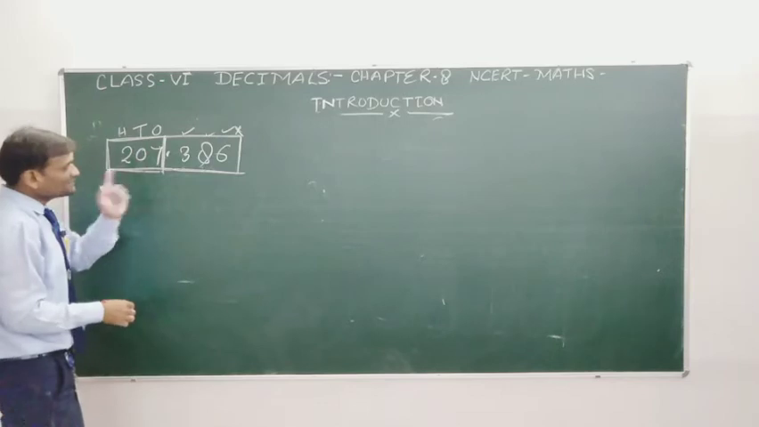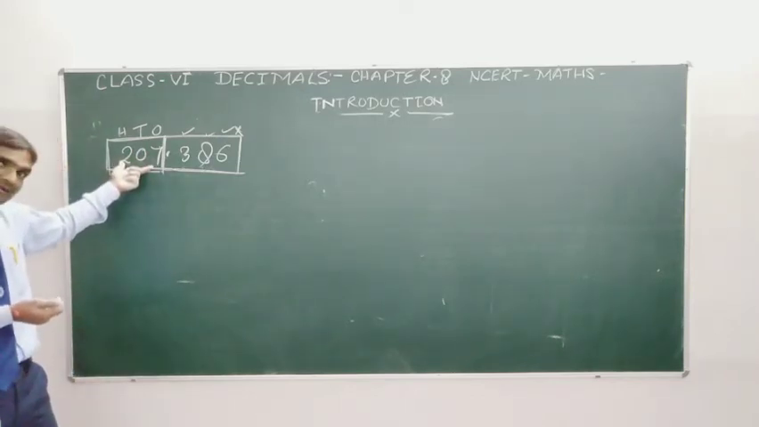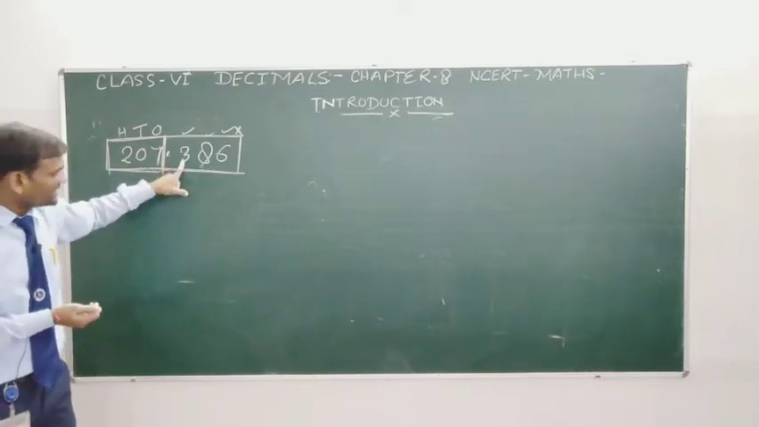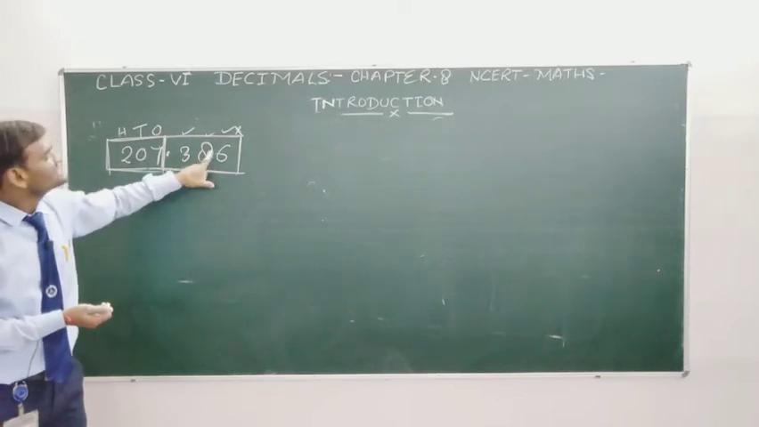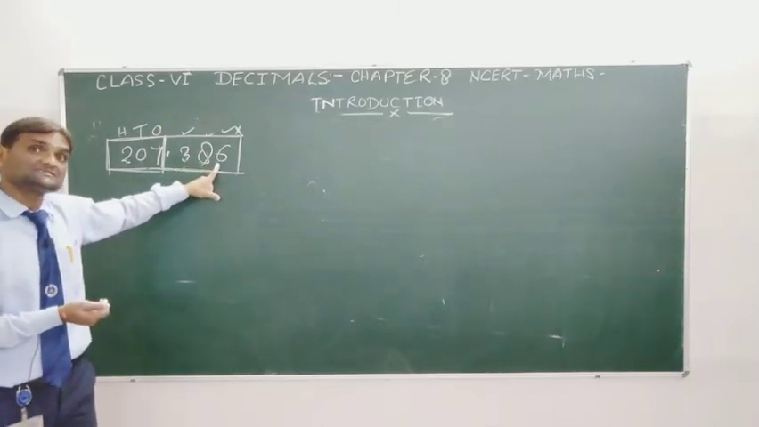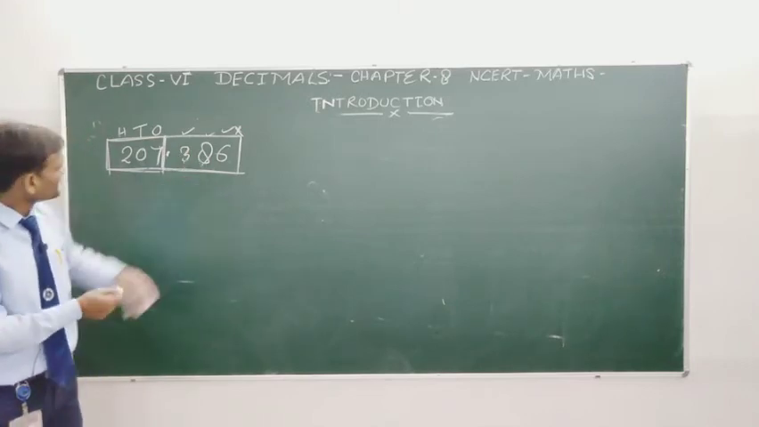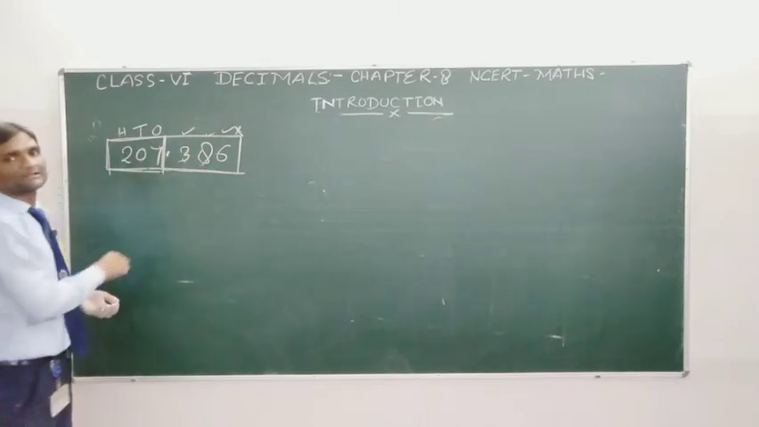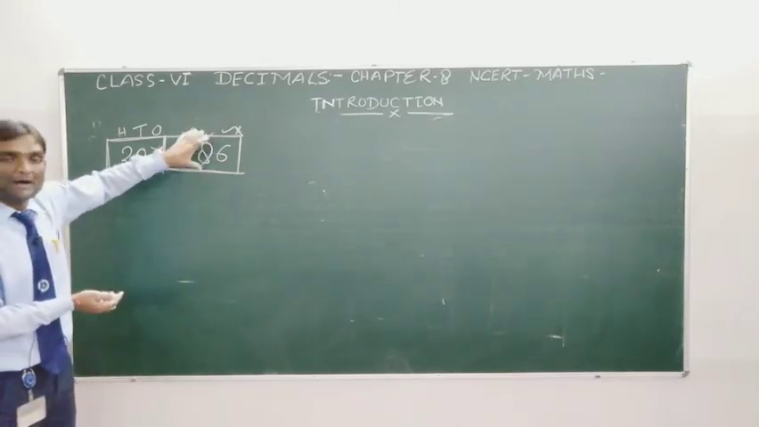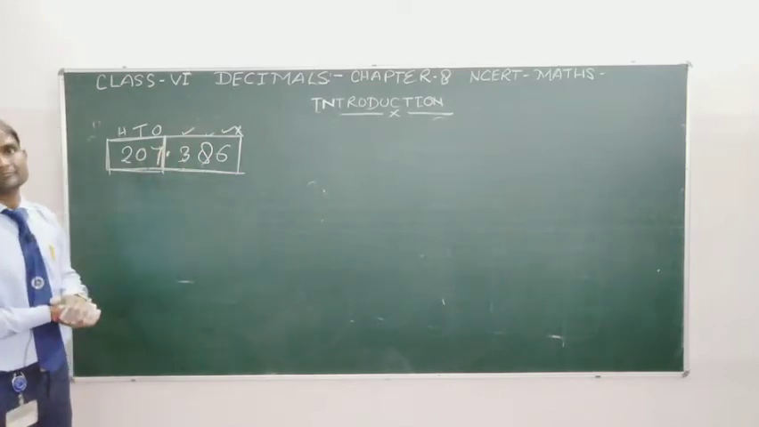207 you will read, then 3, 8, 6 like this, not 386. It is wrong. ये wrong है. इस तरीके से नहीं पढ़ा जाता. Always we read the decimal part one digit at a time. एक एक डिजिट करके हम पढ़ते हैं.